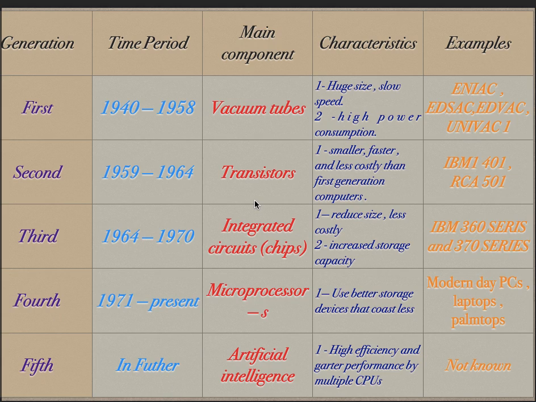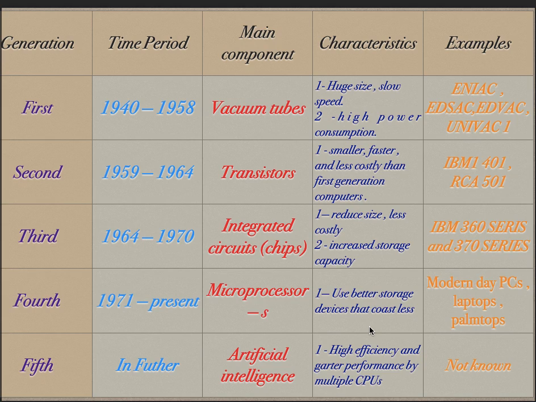The main component of this is microprocessors, and the characteristics of it are that it uses better storage devices that cost less, it can be linked together or networked, and it has greater computing power and storage capacity. So it has a lot of storage capacity, and even reduced size.